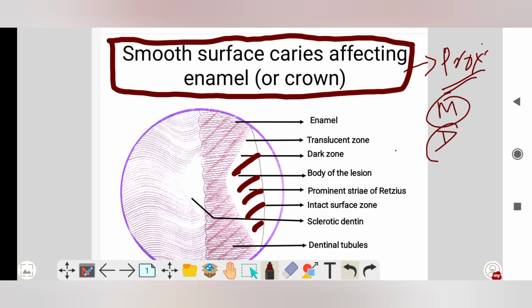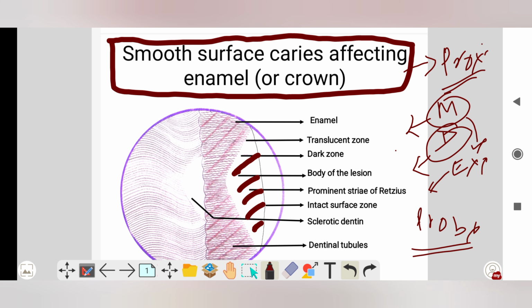Okay, so here initially you can see the white and chalky appearance of the enamel. Sometimes you can also see a catch by the explorer or by the probe. So mostly you can clinically feel the catch by the probe and explorer.